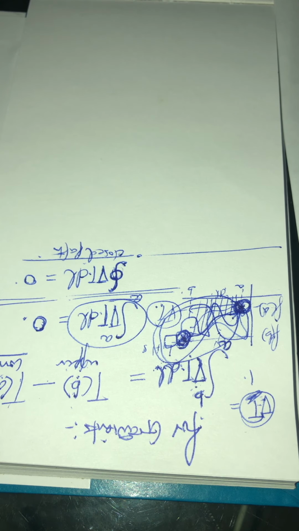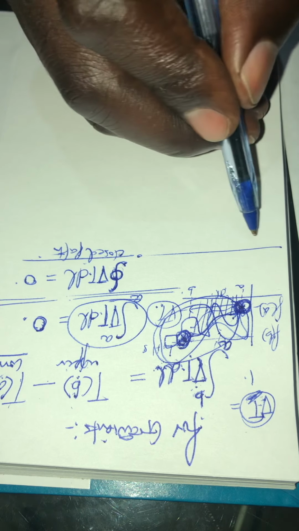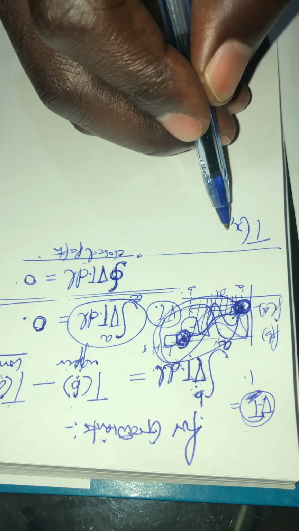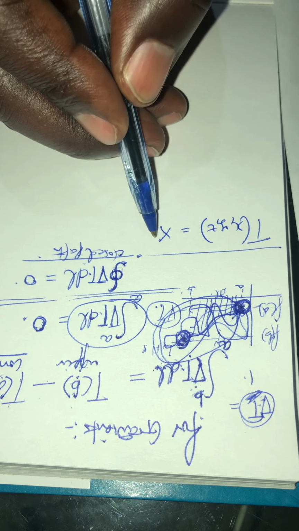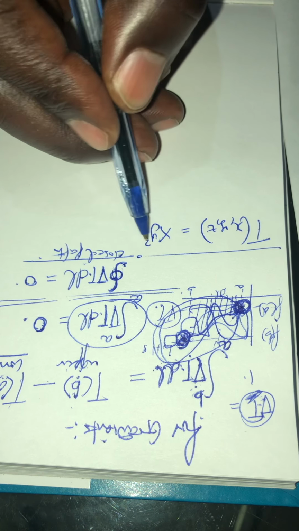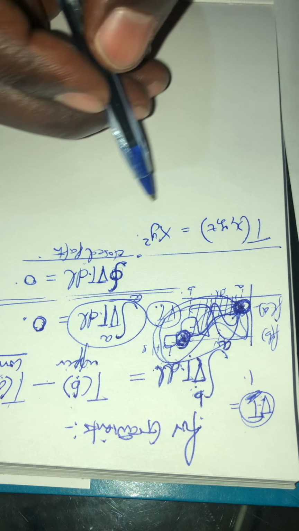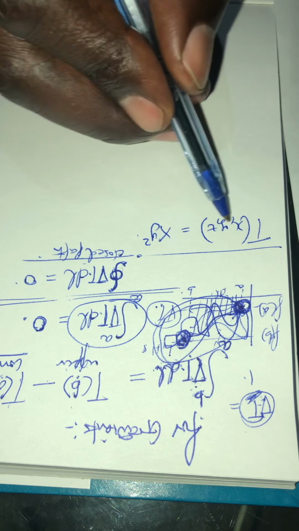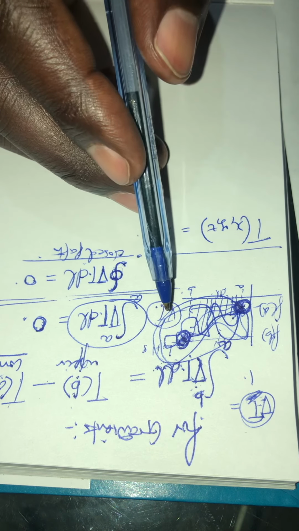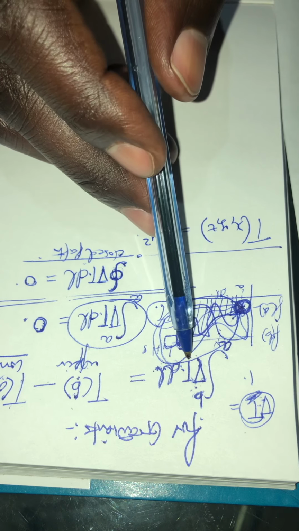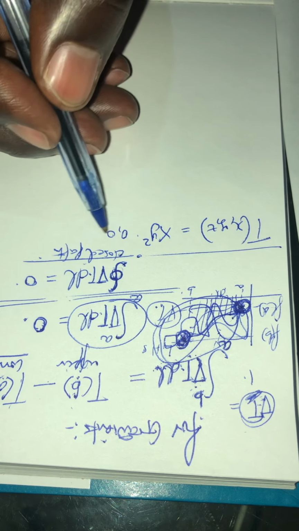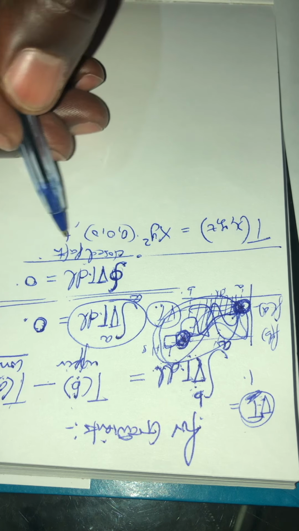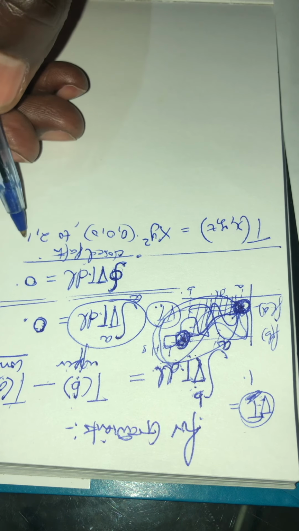Now, let us assume that our temperature, which depends on x, y, and z, is defined as x times y squared. And maybe we want to get the sum of the change in temperature from the origin (0, 0, 0) to the point (2, 1, 0).